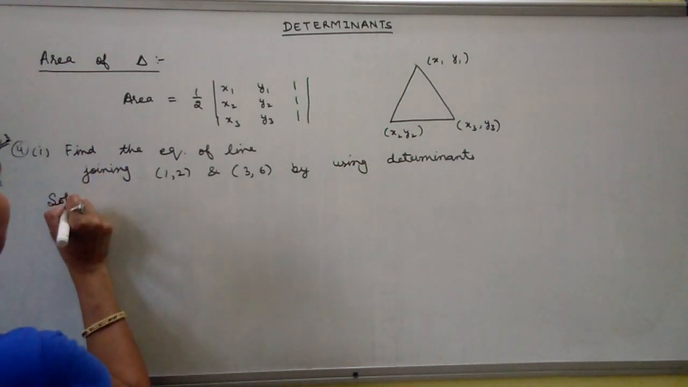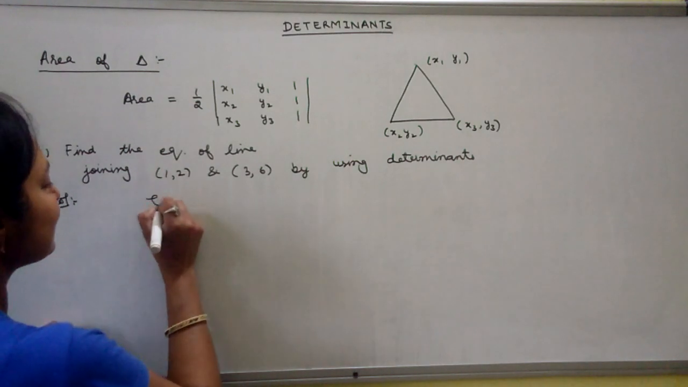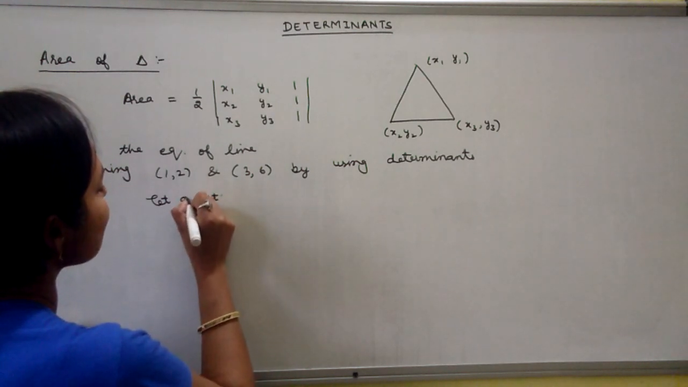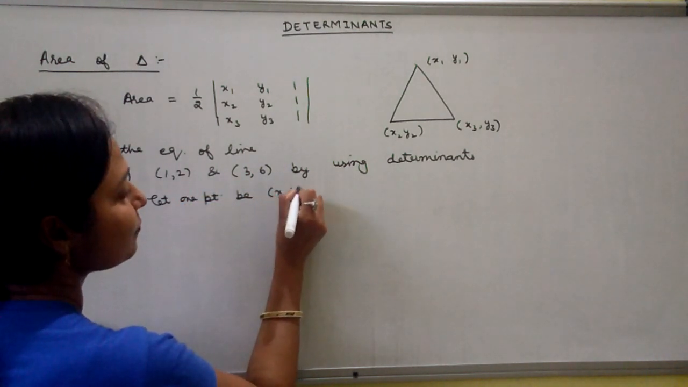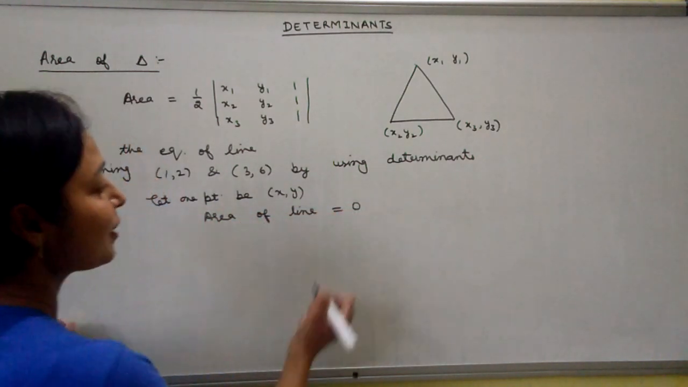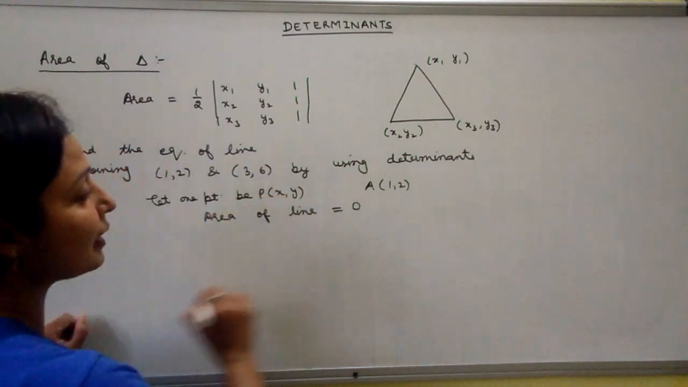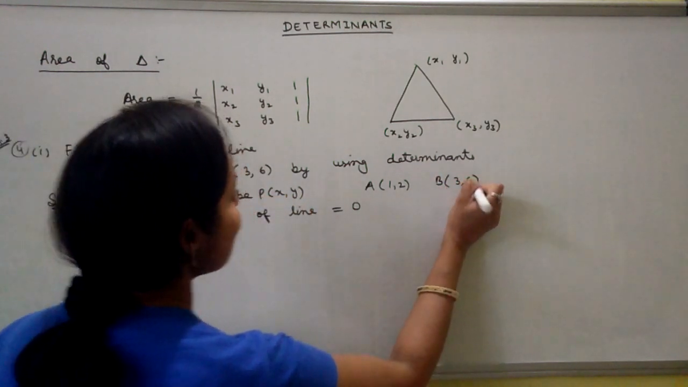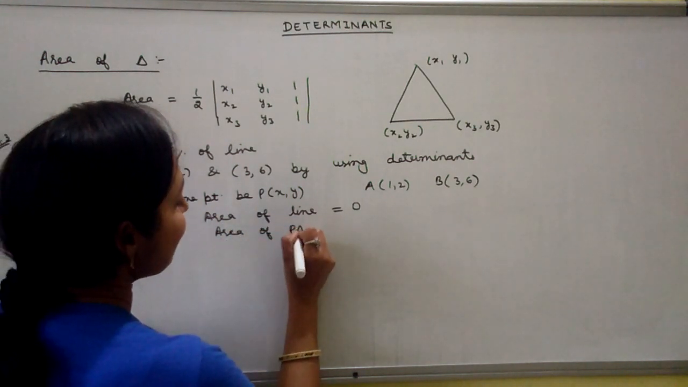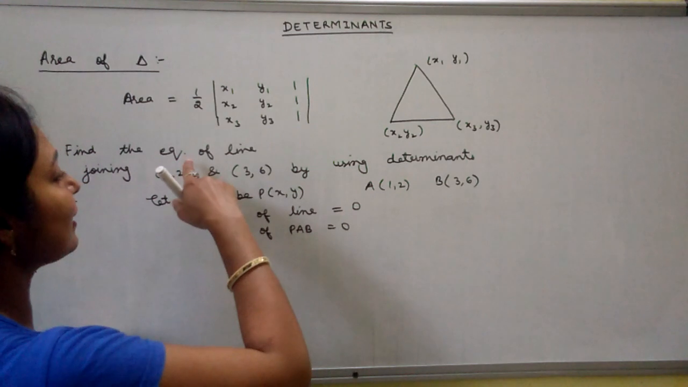So for using this concept we need 3 points, but only 2 points are given. So let one point be x, y. Area of line is equal to 0. That means if we have A equal to 1, 2, this is the point P, B equal to 3, 6, area of PAB is equal to 0. So by using this area formula we can find the equation of line.